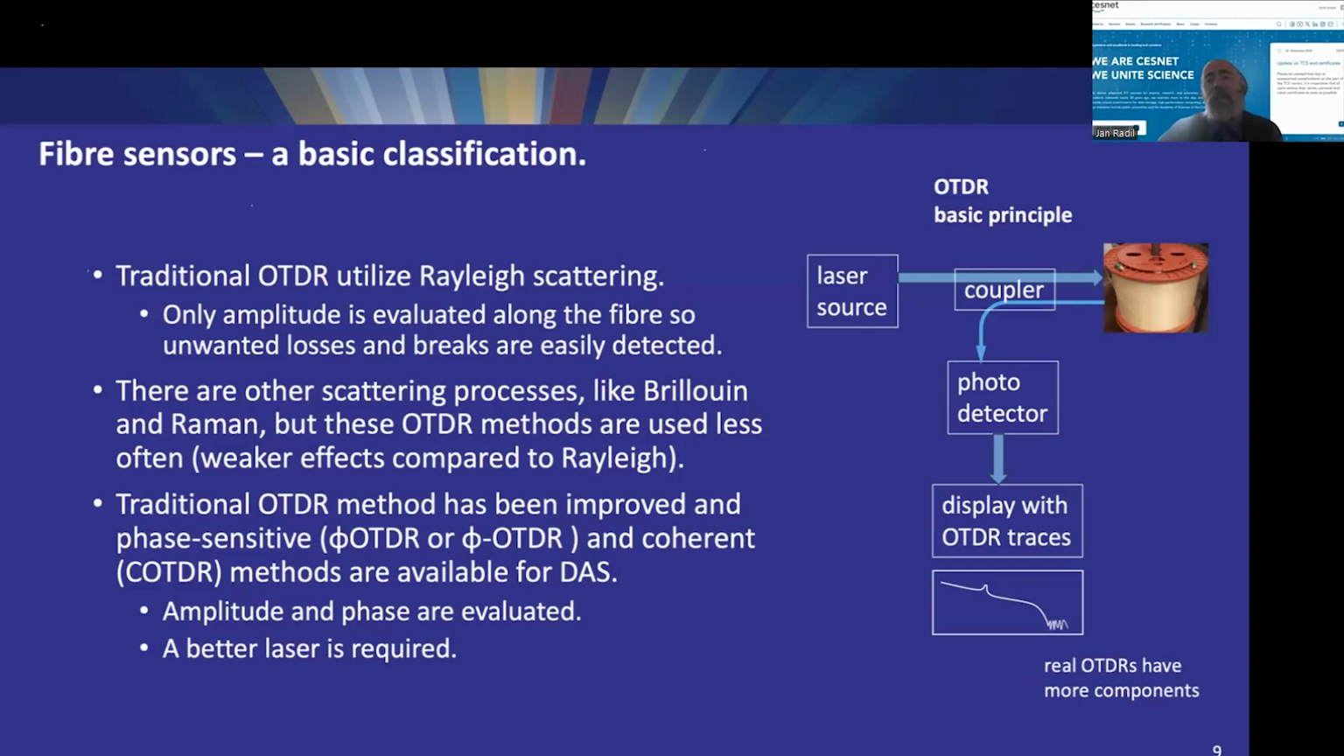And this traditional scheme, OTDR, has been improved, and now we have so-called phase-sensitive or Phi OTDR, phase-sensitive or coherent methods for DAS. The main difference is that not only amplitude but also phase are evaluated, and also the trick, what is necessary, is a better laser as the laser source. Next, please.